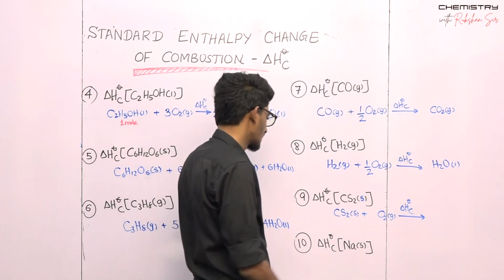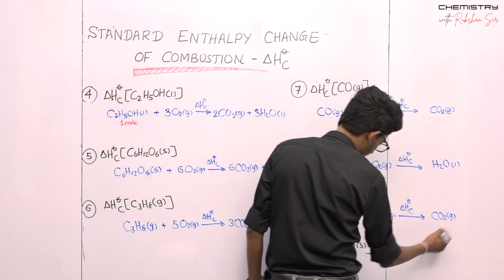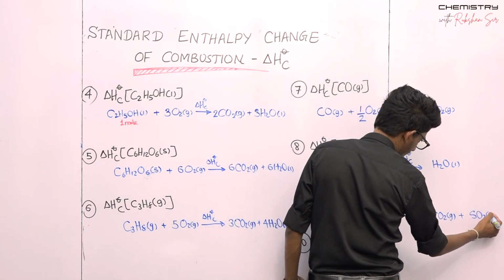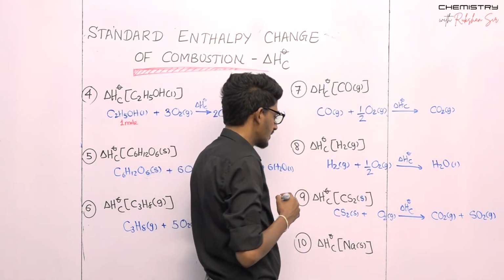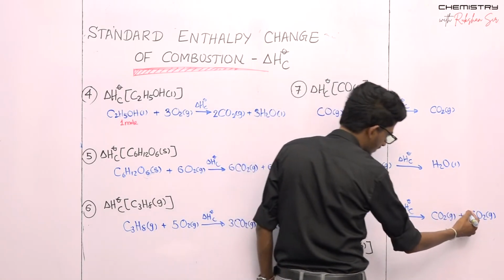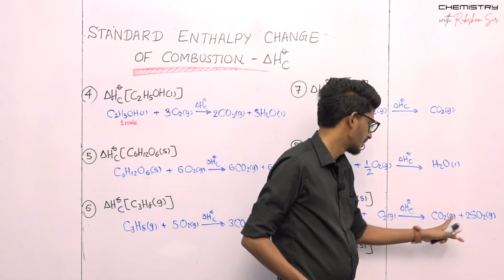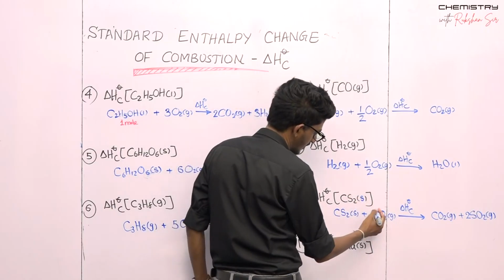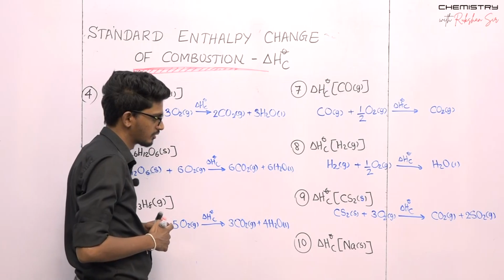So carbon oxide is CO2, which appears as a gas, and sulfur oxide is SO2, which will also appear as a gas. Let's just balance it. One carbon, okay. 2 sulfur atoms are there, so 2 is needed here. So for the oxygen count, 4 oxygens plus 2 makes 6 oxygens. To come up with 6 oxygens on this side, you need 3 O2 here. That's the combustion of CS2 solid.